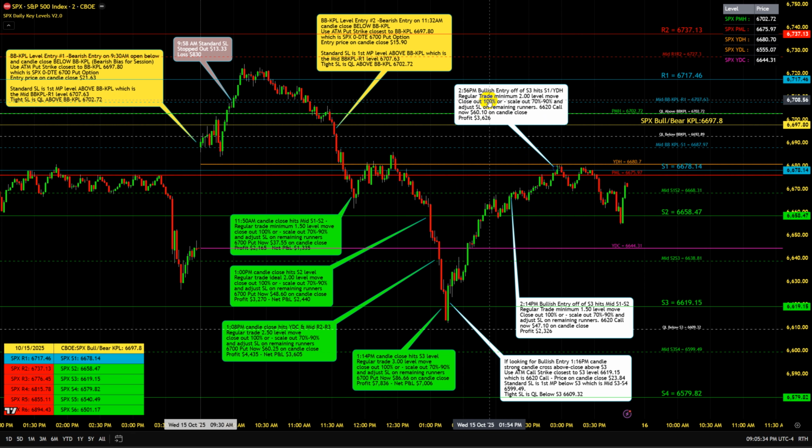So this is your regular trade. This should say ideal minimum 2 level move, just like we said here. Sorry for that typo. Close out 100% or scale out 70 to 90%. Just stop loss remaining runners. The 66.20 call is now $60.10 on the candle close. The profit is now $3,626 per option.